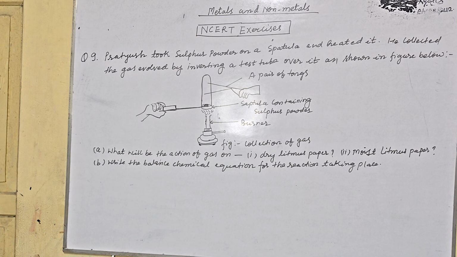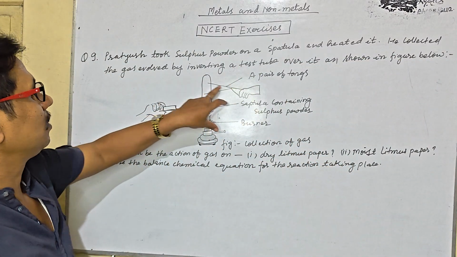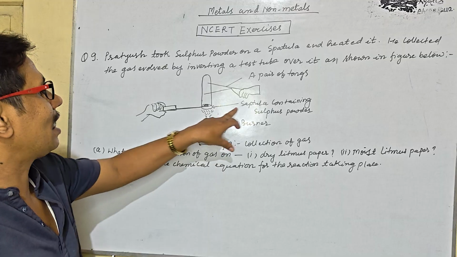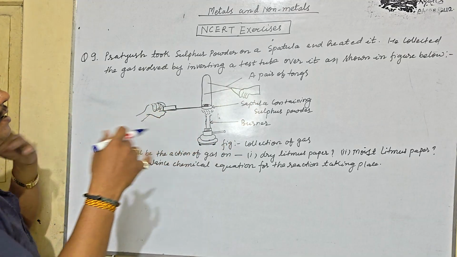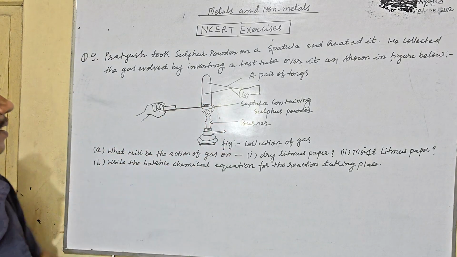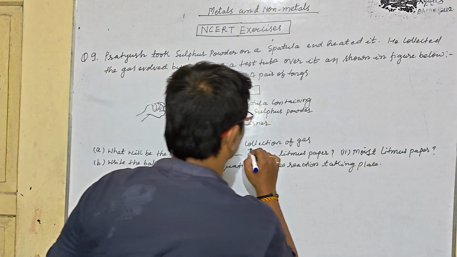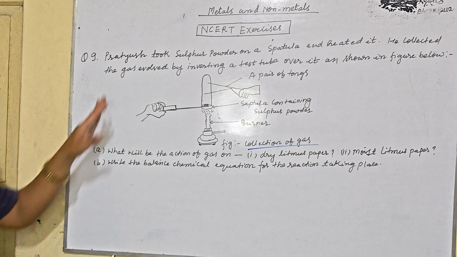The topic of question number 9. Pratyush took sulfur powder on a spatula and heated it. He collected the gas evolved by inverting a test tube over it as shown in the figure below. That is the test tube, that is the pair of tongs, and that is the spatula containing sulfur powder. This is the burner, and that is the figure of collection of gases.